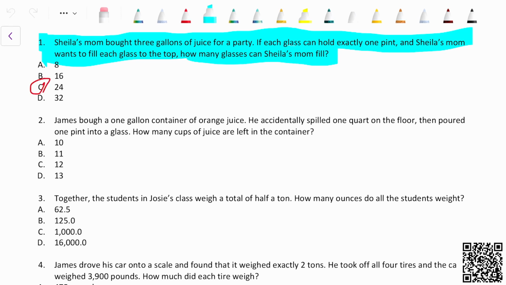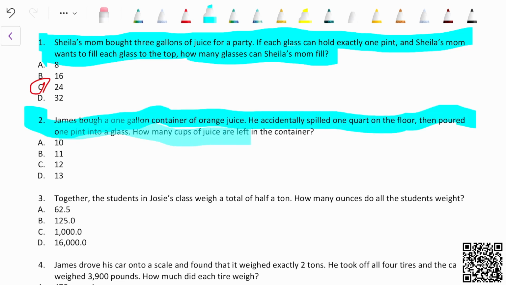Moving on to the next question, we've got James bought a 1 gallon container of orange juice. He accidentally spilled an entire quart on the floor, then poured 1 pint into a glass. How many cups of juice are left in the container?